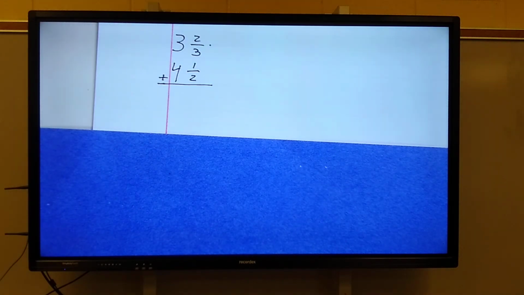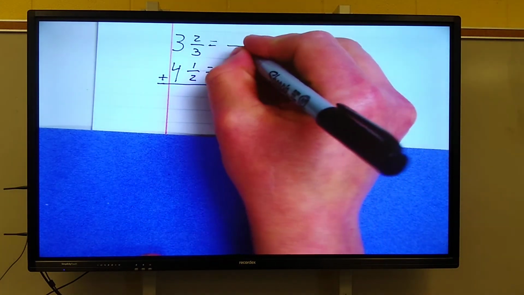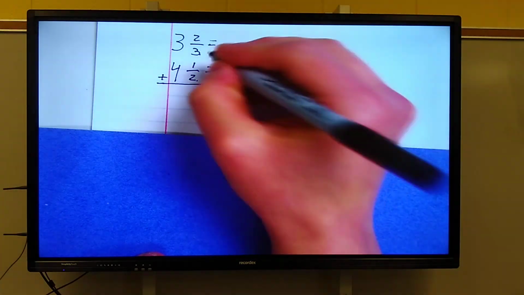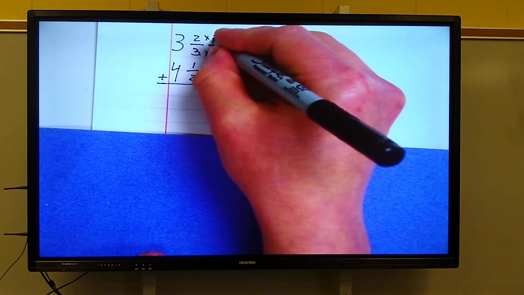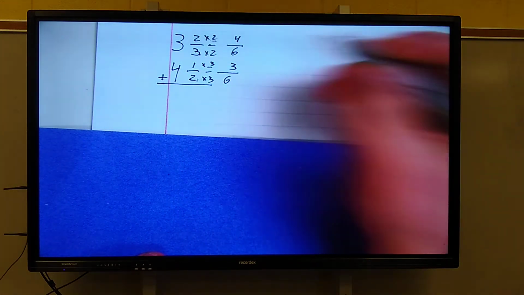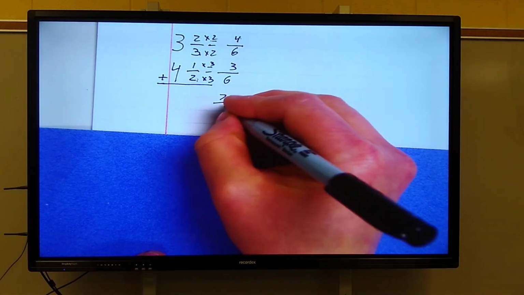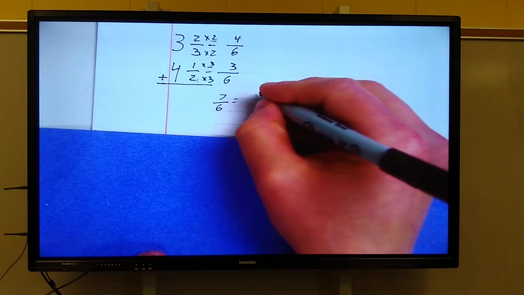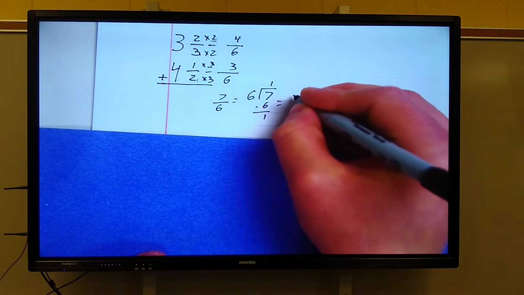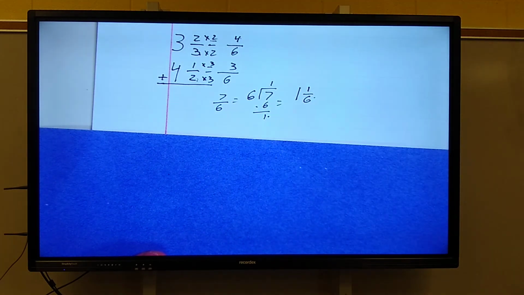All right, let's see how good you did. First things first, you got to find the least common denominator of 3 and 2, and that ended up being 6. 3 times 2 is 6. 2 times 2 is 4. 2 times 3 is 6. 1 times 3 is 3. Then you add the numerators. 4 plus 3 is 7. Bring down the 6. Is that an improper fraction? Yes, it is. 6 is going into 7 one time. 7 minus 6 is 1. My whole number is 1. My numerator is 1. My denominator is 6. That is in simplest form.